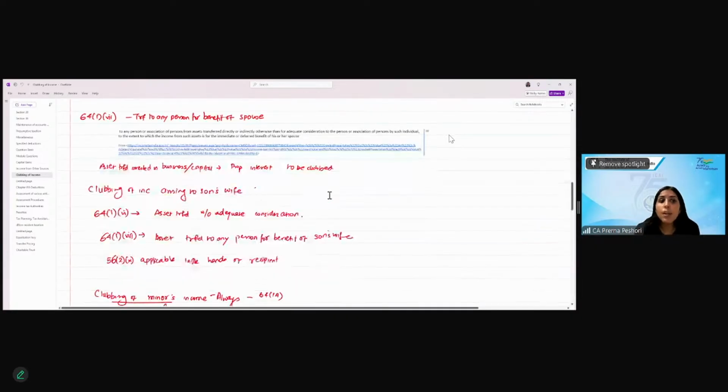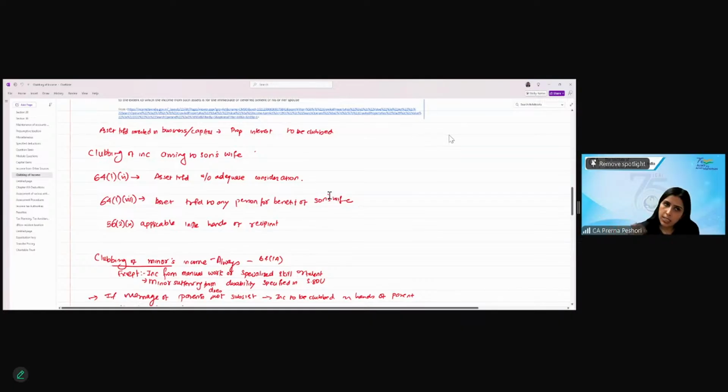Next provision is clubbing of income arising to son's wife. Same as wife. So if asset is transferred to my daughter-in-law without consideration by either father-in-law or mother-in-law, then in that particular case, this is to be clubbed in the hands of the father-in-law or mother-in-law. Or if the asset transferred is invested in a business, same like wife. So where the assets transferred are invested by the son's wife, by my daughter-in-law, in the business, then the business income proportionately will be clubbed in my hands.